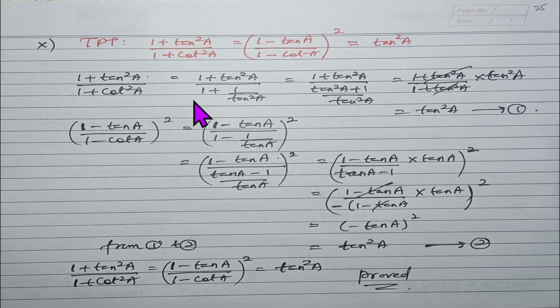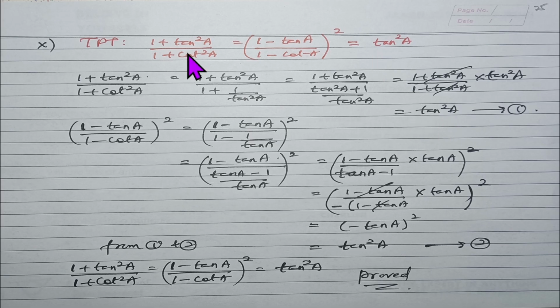Now take the second one, ((1 minus tan A) upon (1 minus cot A)) whole square, which is equal to (1 minus tan A) upon (1 minus 1 by tan A), writing cot A in terms of tan, whole square. That will be 1 minus tan A, then taking the LCM, (tan A minus 1) by tan A, and taking the reciprocal here again, ((1 minus tan A) by (tan A minus 1)) into tan A, whole square. Then I can take the minus sign outside and convert this tan A minus 1 into 1 minus tan A. So (1 minus tan A) divided by (1 minus tan A) with the minus sign outside, this gets cancelled and we get here (tan A) whole square. So minus into tan A whole square, that is minus tan A whole square, is equal to tan square A, and that is the answer.